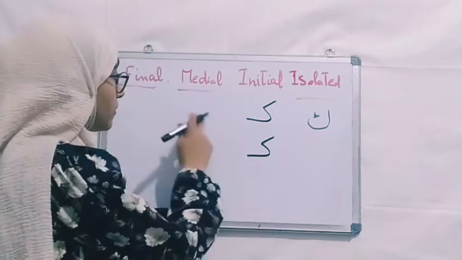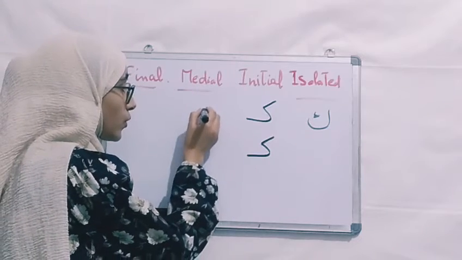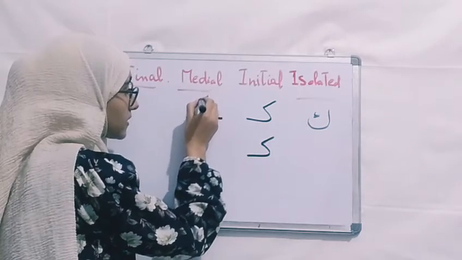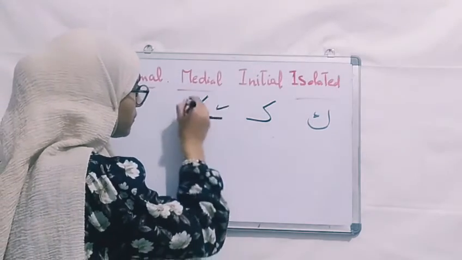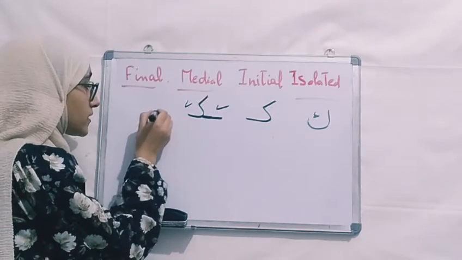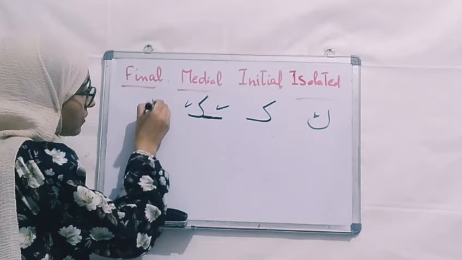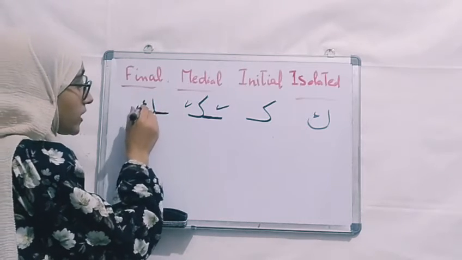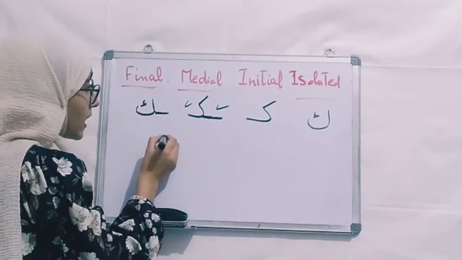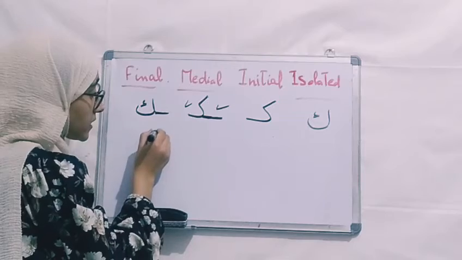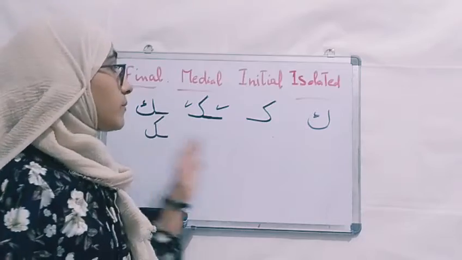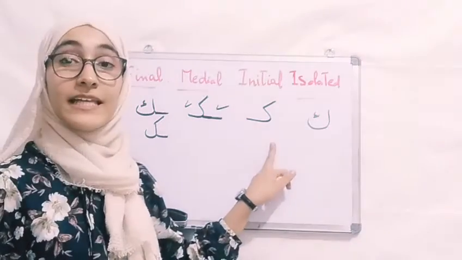And in the middle form, also, you keep the connecting line, then you write. So it needs to be connected to before and after. And in the final form, you keep the connecting line, then you write kaf as isolated form, same here, and also as initial form, you can write like this also. For example, in the initial form, كتف.